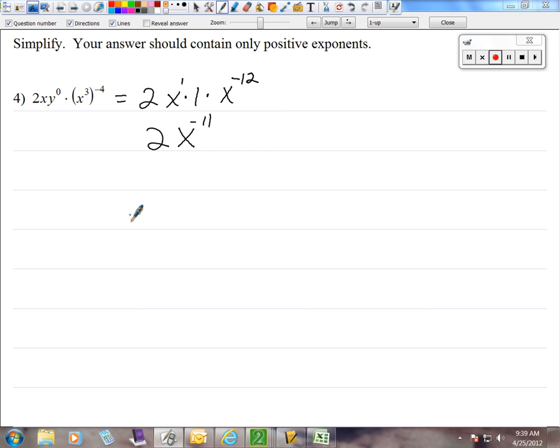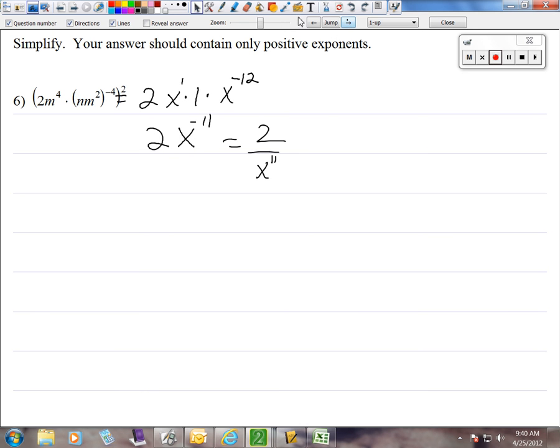Now, how many had 2 over x to the 11th for this one? Good job. I feel like I did a good job teaching this. You're remembering. Give yourself a bonus point. Now let's go down to number 6. Does that look pretty hard? Let's see here. 5 is similar to 4. We don't need to do it. Yeah, do number 6.